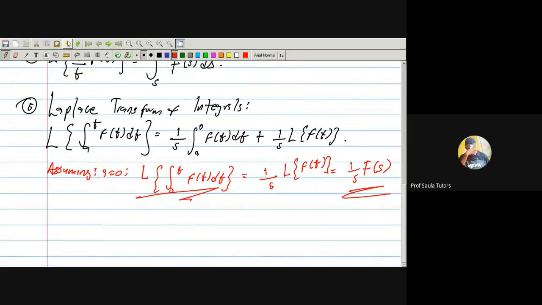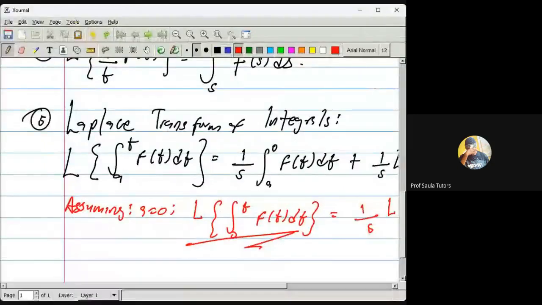Next one is Laplace transform of derivative. Please hold on. I'm coming.